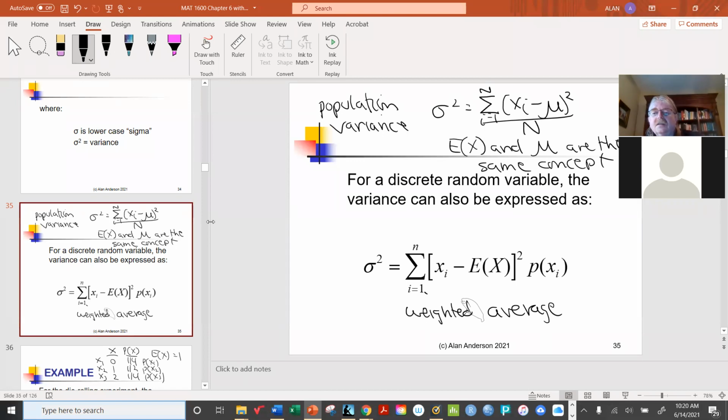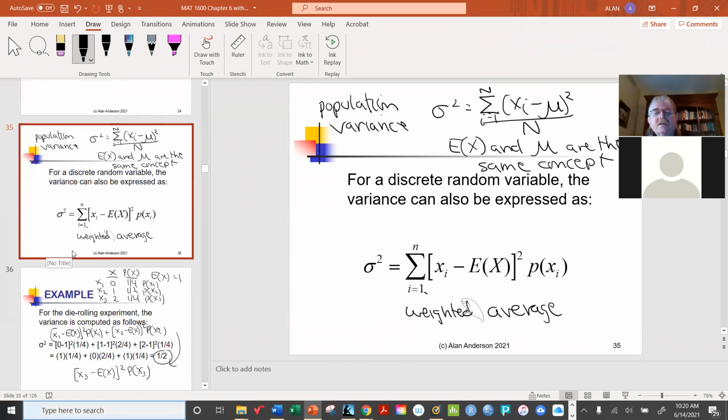All right, so again, using that same example with the dice rolling experiment, we're going to calculate the variance, and it'll be exactly like what you're seeing here. So why don't we go to the next slide and actually do it again.